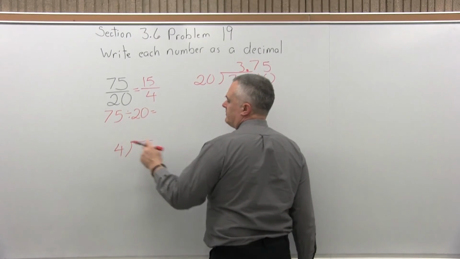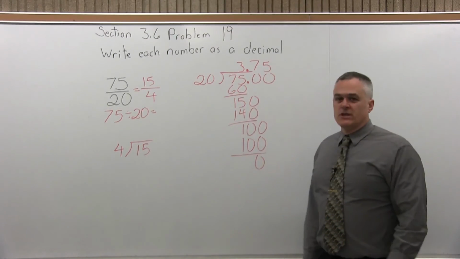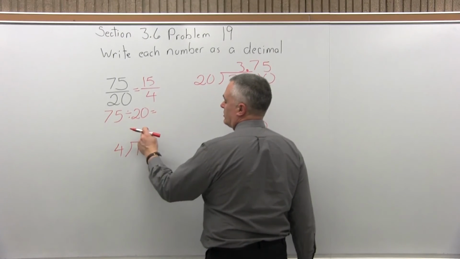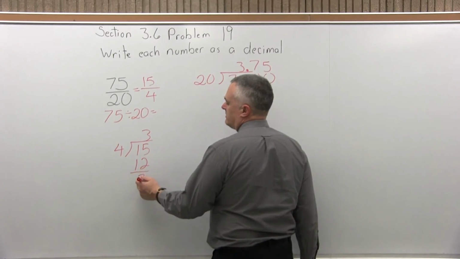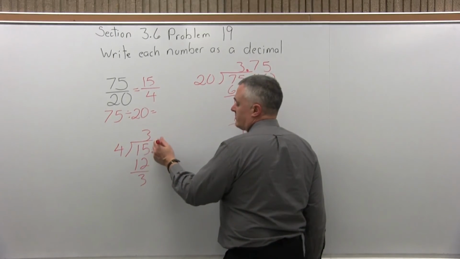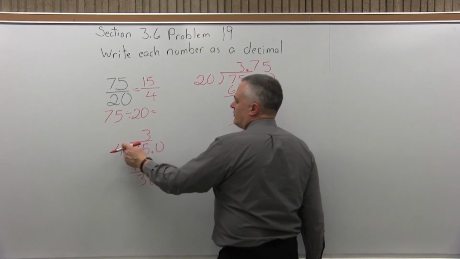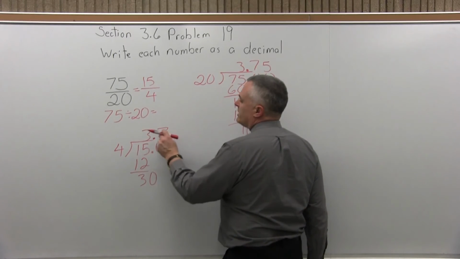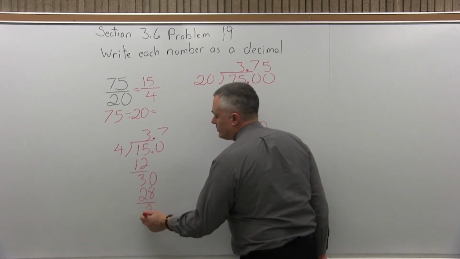So you can do 15 divided by 4. The denominator goes outside of the division. The numerator, the 15, goes inside the division. 4 goes into 15 3 times. 3 times 4 is 12. 15 minus 12 is 3. It didn't fit evenly, so make it 15.0. Bring that 0 down. 4 divides into 30 7 times, notice when I put the decimal, I have to bring it up. 7 times 4 is 28. 30 minus 28 is 2.